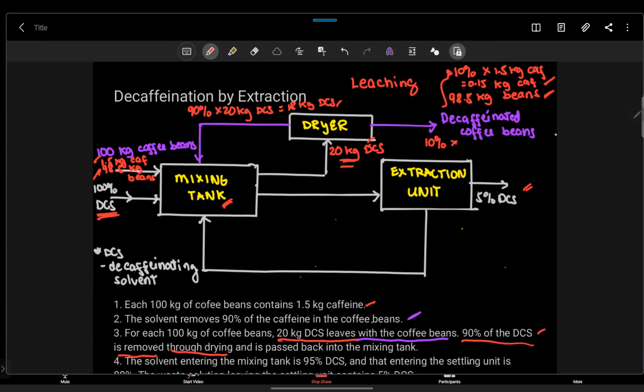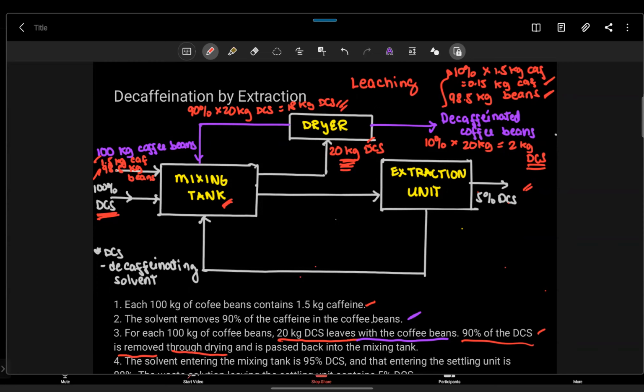So, gaano kadami yung solvent kanina? 20 kilogram. Okay? That basically is what? 2 kilogram DCS. Okay? Which makes sense, di ba? Kung 20 kilogram yung pinasok mo dito, 2 kilogram yung mapupunta dito, 18 dapat yung nandirito. So, it balances the masses or materials as far as the decaffeinating solvent is concerned.